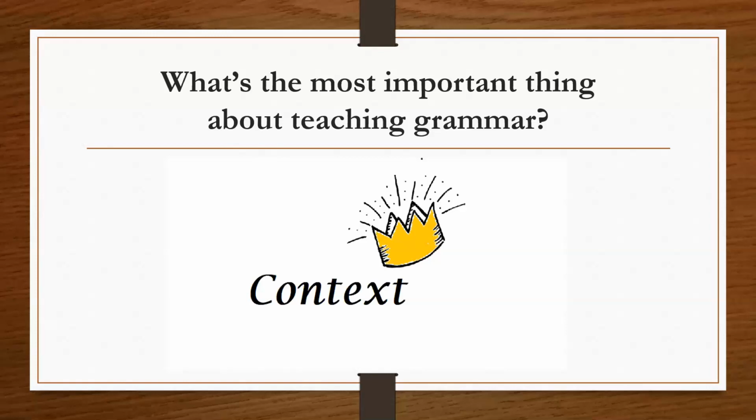I think the other thing about context is king is that the meaning is obvious. So we don't have to explain the grammar as much. It becomes obvious from the context. So what do I mean by that in reality?